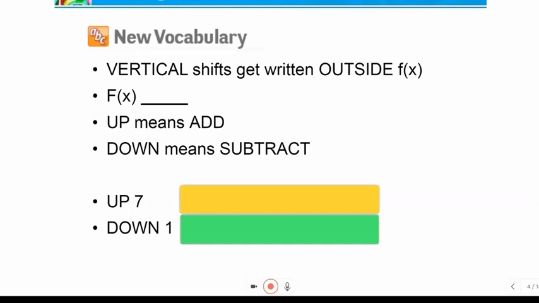For vertical shifts, we write all of our shifts outside of f of x. So what that means is if we have f of x, whatever we change is going to go right on the outside. If we are moving up, we are adding values. So if we move up 7, up means add. So our new function is going to say f of x plus 7. Ta-da! And then we would name it something like g of x, because now we have a brand new function because we moved it.